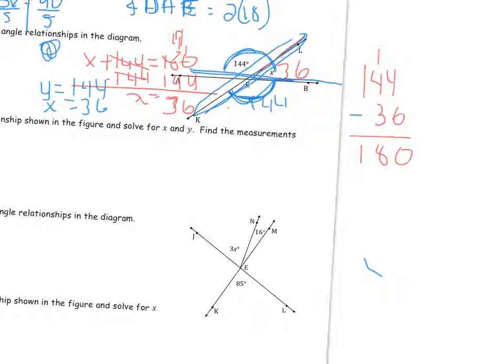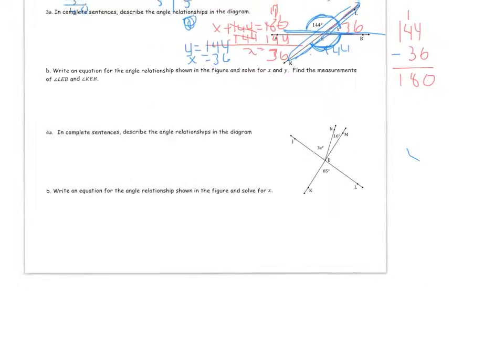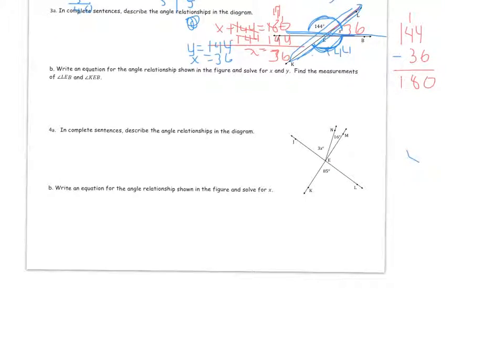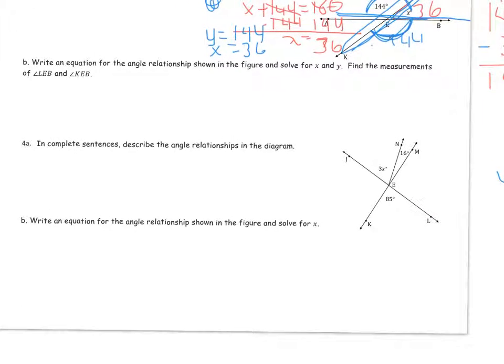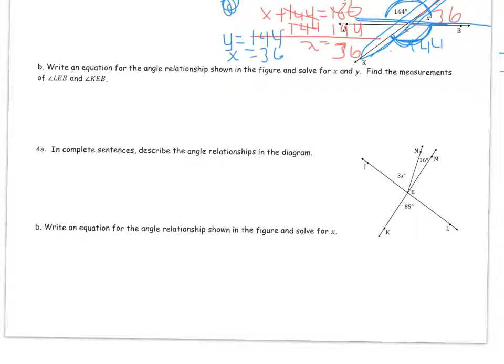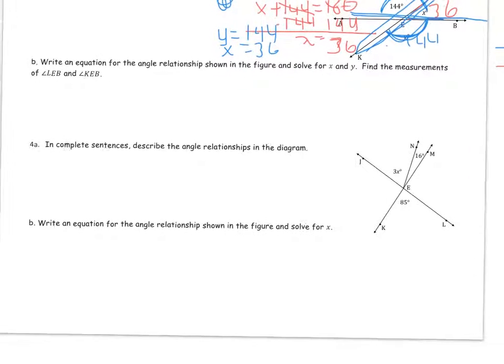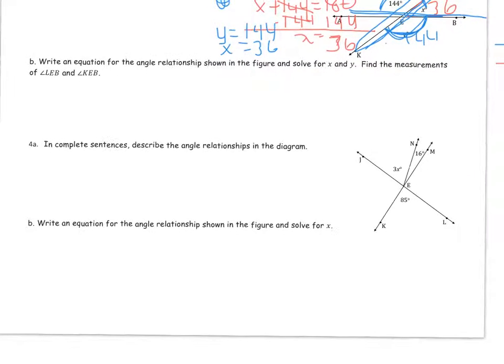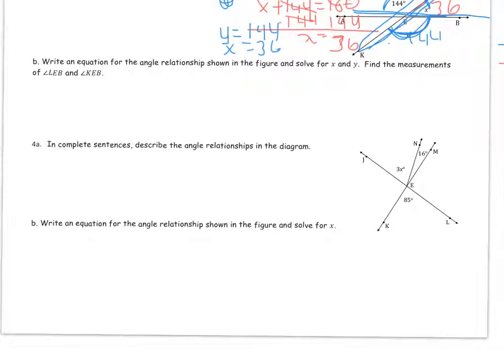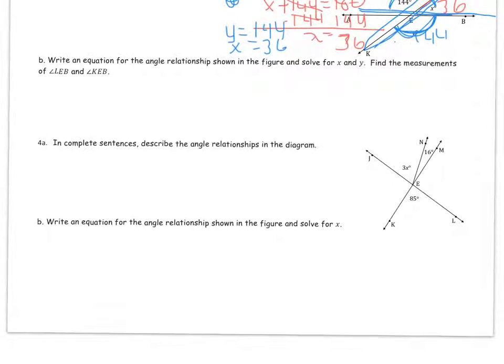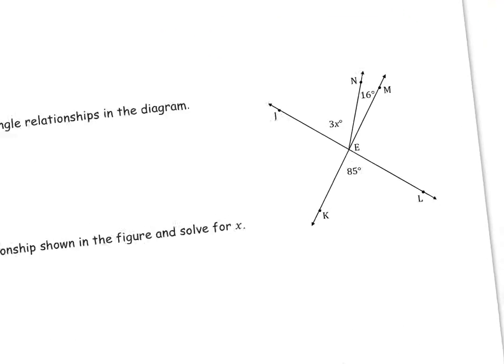All right, next, write an equation for the angle relationship shown in the figure, and solve for x and y. So again, I'm going to write that equation. I'm going to skip describing the angle. Well, we're going to talk about it, but you should write this down. So we're going to go back over here. I'm going to blow this up.